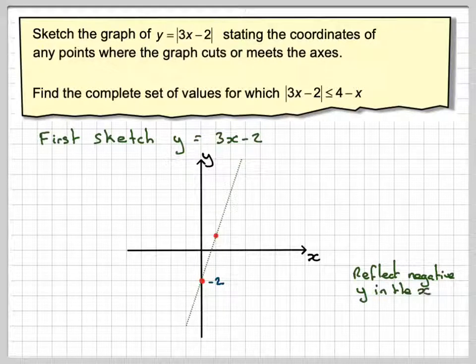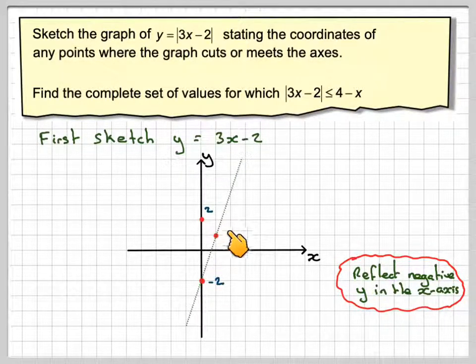And then to get the absolute value function of 3x minus 2, any part which is below the x-axis, so this point here will become 0, 2, gets reflected, so the graph will look like that. And obviously you need to draw that bit in, so that V shaped sign there is the graph of the absolute value of 3x minus 2.